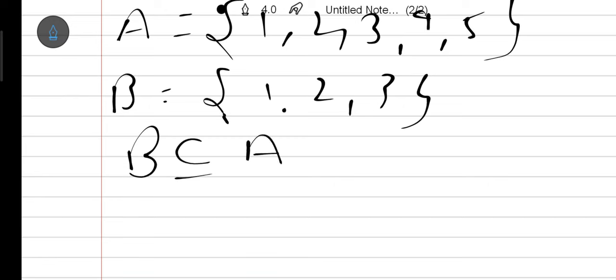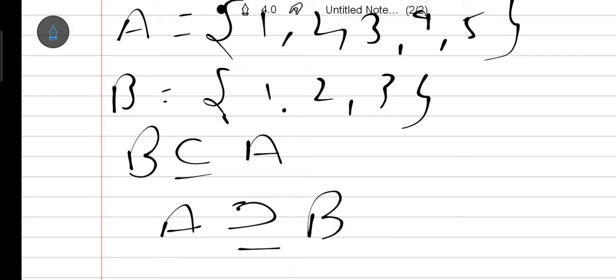This is the symbol of subset. Then we can say that A is a superset of B. This is vice versa: if B is a subset of A, then A is the superset of B. If A is a subset of B, then B is the superset of A. This super means superior.